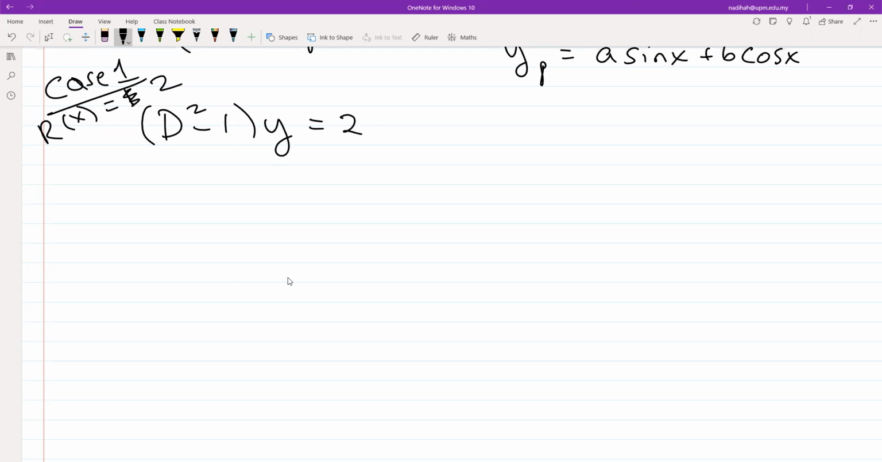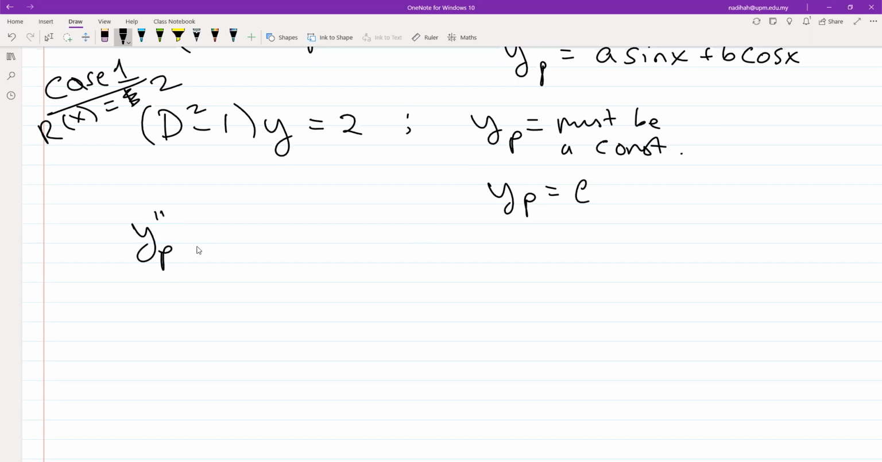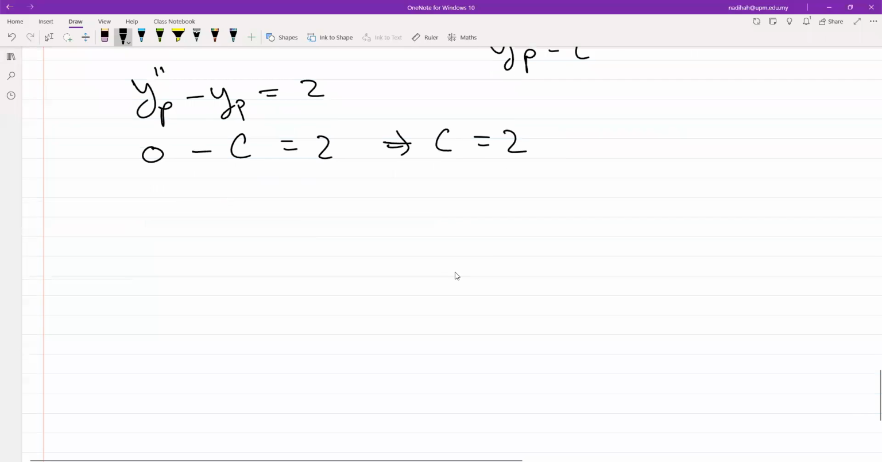Okay, case 1. Constant. Okay, so saya kata yp must be a constant. Okay. Sekali lagi. So saya kata yp sama dengan c. That one. Okay. Yp double prime minus y is 2, which is 0 minus c sama dengan 2. So therefore c sama dengan 2. Okay. Kemudian case yang kedua.